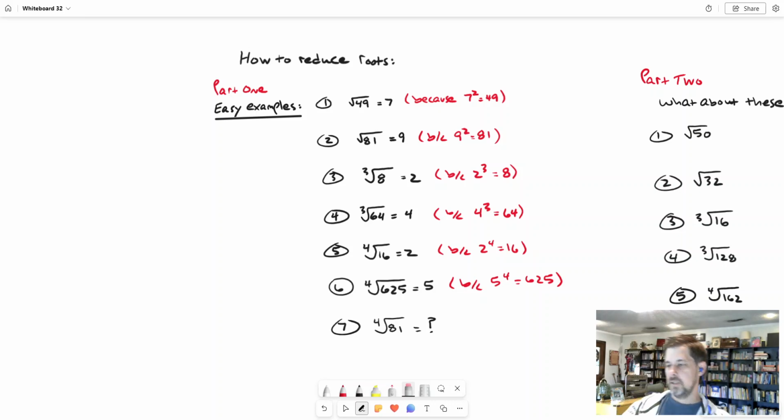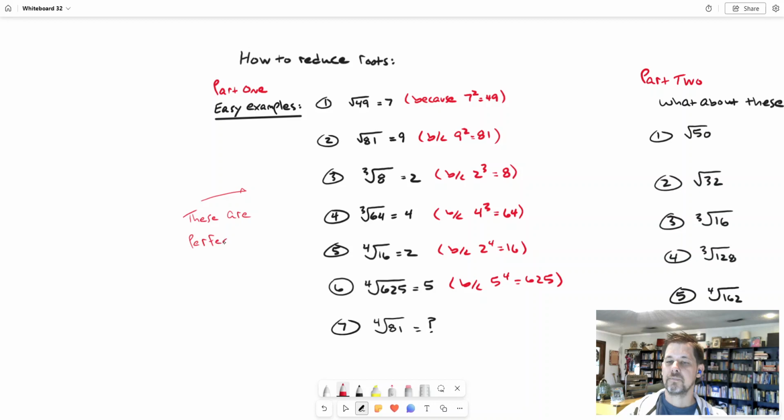Well, greetings everybody. I want to talk about roots in general in this video, and in particular I want to talk about how you can reduce roots if they're not perfect. Okay, so in part one of what I have here, every root that you see in this column, numbers 1 through 7, we could all say these are perfect. Okay, and I'll explain what I mean by them being perfect.